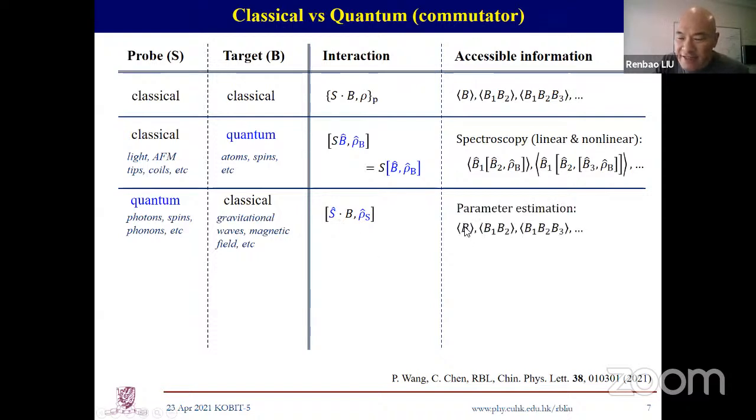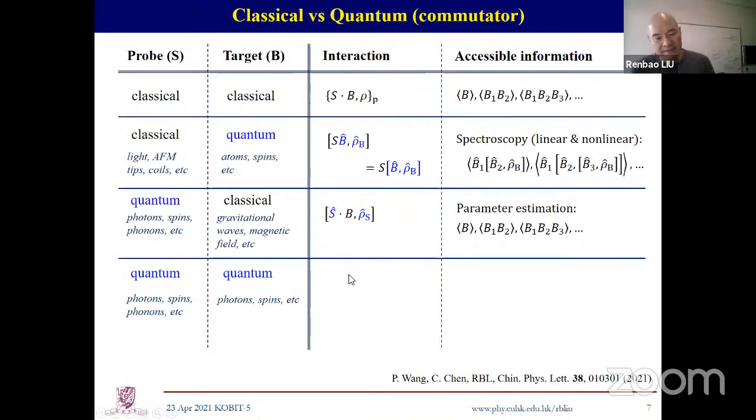Okay, so in this case, we also have the same correlation functions as for a classical probe interacting with a classical target, because this is the only correlation function that we can have for a classical object. And then you can see that in this case, quantum sensing does not obtain any new information about the classical objects, but just enhances the measurement.